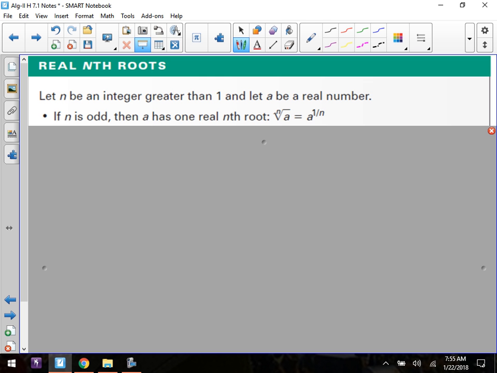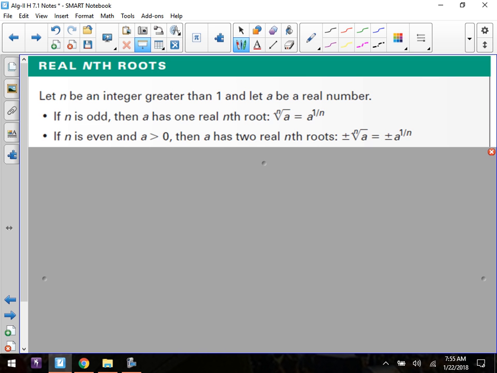When you look at it in terms of odd values, remember you can take an odd root of a negative number because it works itself out. Same idea when it's even, and you know this: the square root of 16 could be 4, or it could also be negative 4. All right, you know these rules. It's just how they write it out in terms of the fractional value.